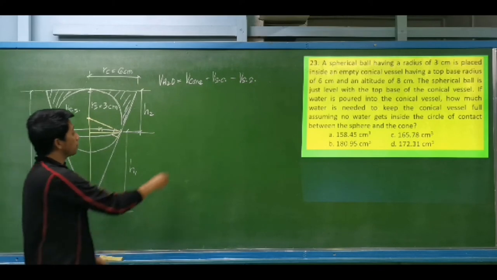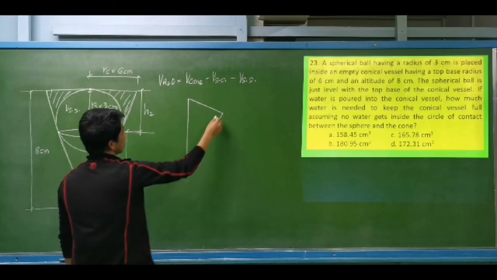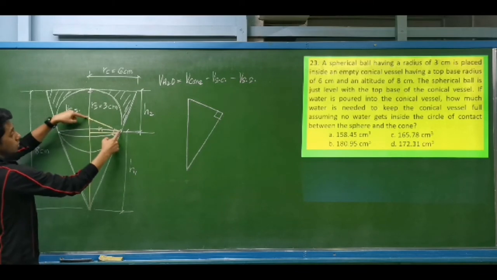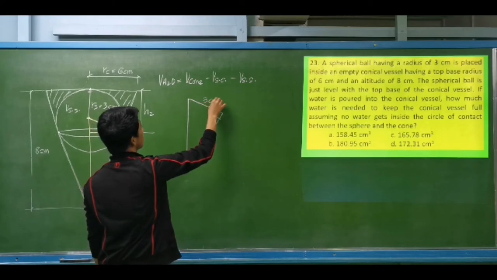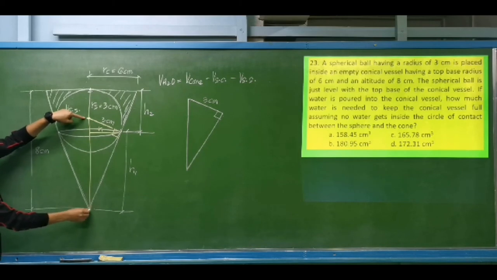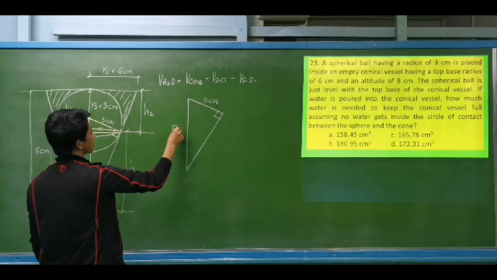Separate lang natin yung figure. Parang meron tayong right triangle dito na ganito yung dimension. This is yung right angle, intersection. Di ba radius lang din ito? So this is the same as 3 cm. Ito siya, we have 3 centimeters. Alam ba natin yung distance na to from the center of the sphere papunta dito sa vertex? Okay, yes? That is 8 cm, yung altitude ng cone minus yung radius ng sphere. So this is the same as yung distance na to ay 5 cm. So this is 5 centimeters.